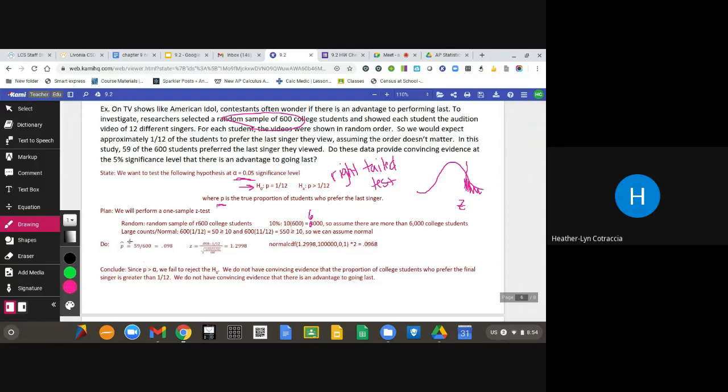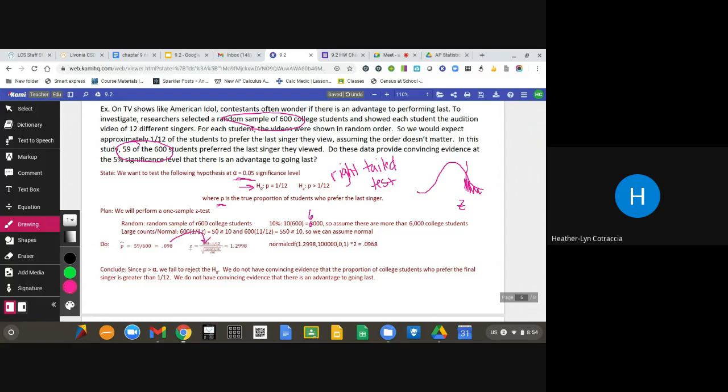Okay, the do. First thing I need to do is find p hat. I don't like leaving them as fractions. I guess you could. But my p hat is 59 out of 600, and that came from up here. So it said 59 out of the 600 students preferred the last singer that they viewed. That gave me a sample proportion of 0.098, and that is right there.